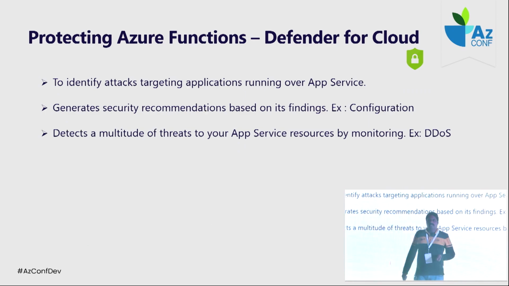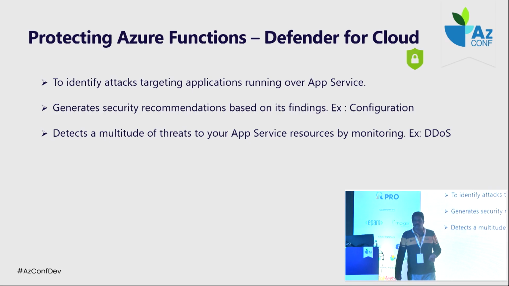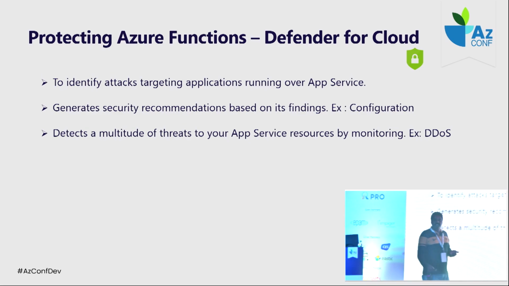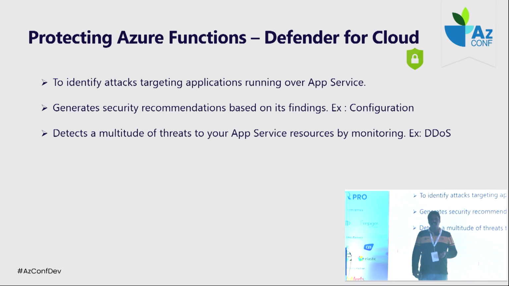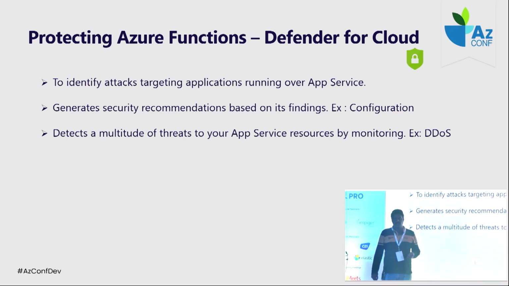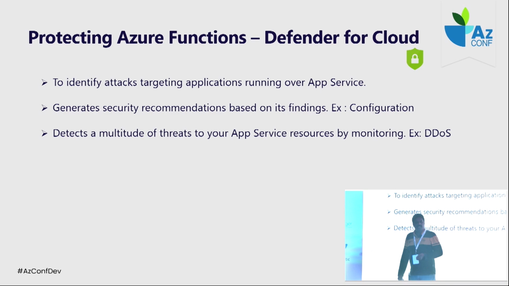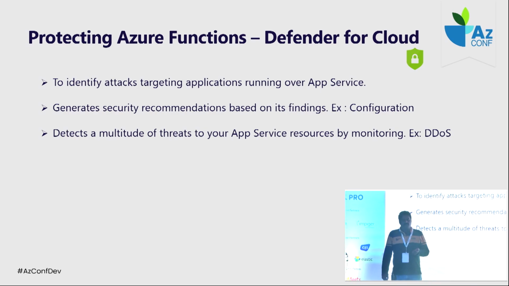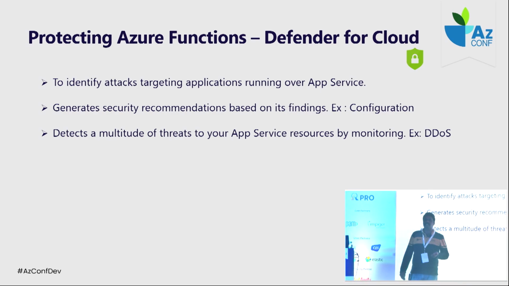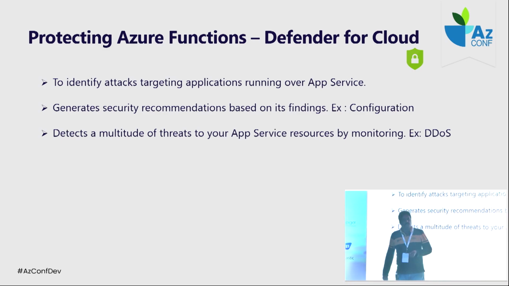Okay, so the next option is Defender for Cloud. You can use this option too, and it monitors your requests and resources. If any anomalous behavior is detected, it will raise alerts. So there are two things. One is that it gives findings based on your configurations. If some configuration is not correct, it will raise an alert. And if there is any anomalous request or DDoS attack, it will also detect it by using monitoring.